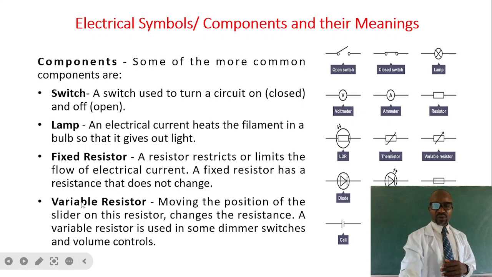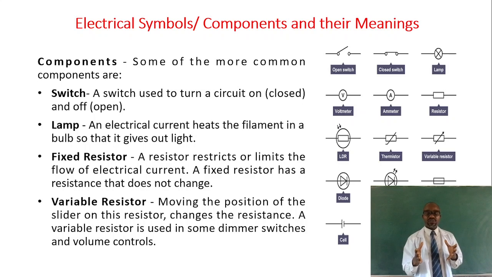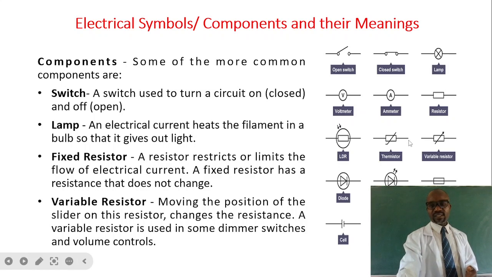The next component we are going to consider here is the variable resistor. Variable means it changes. The value of the resistance here changes, especially when there is a slider moving on this resistor. When there is a slider sliding on the resistor, the value of the resistance changes. That is why it is called a variable resistor. Then let's look at the symbol of a variable resistor. Can you see? This is a variable resistor. It changes as the slider moves on the resistor.